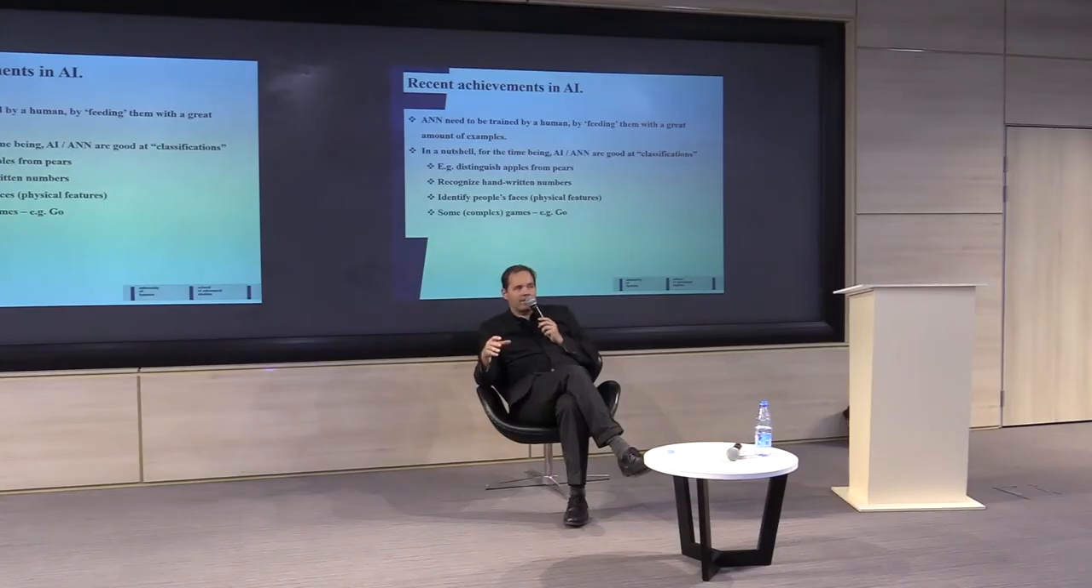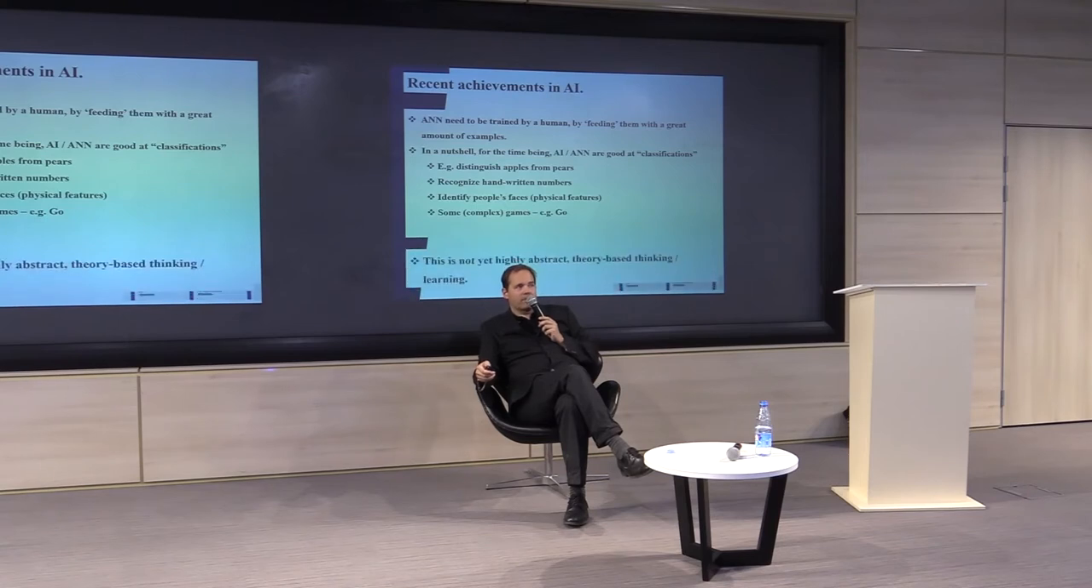They have done some more surprising things. One of the most surprising things is that some computer based on AI has beaten the best Go player in the world. Go is considered to be an even more complex game than chess. So a few years ago, when it was announced that one computer could beat the best human Go player, that was a big achievement for artificial intelligence. But to summarize, this is not yet highly abstract, theory-based thinking or learning, okay?